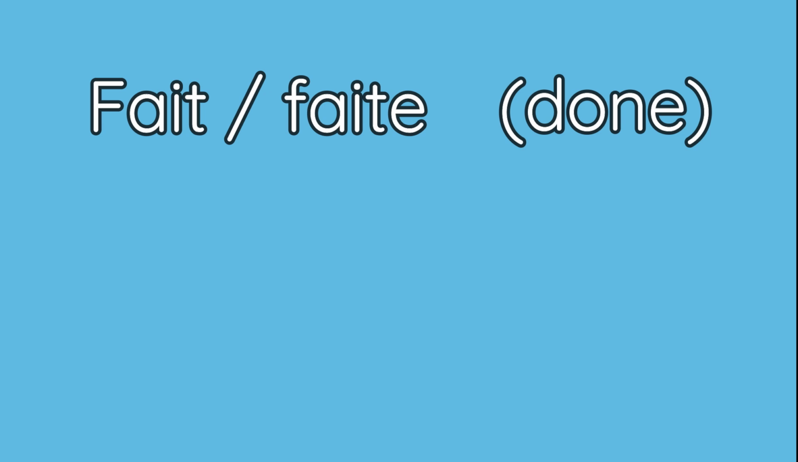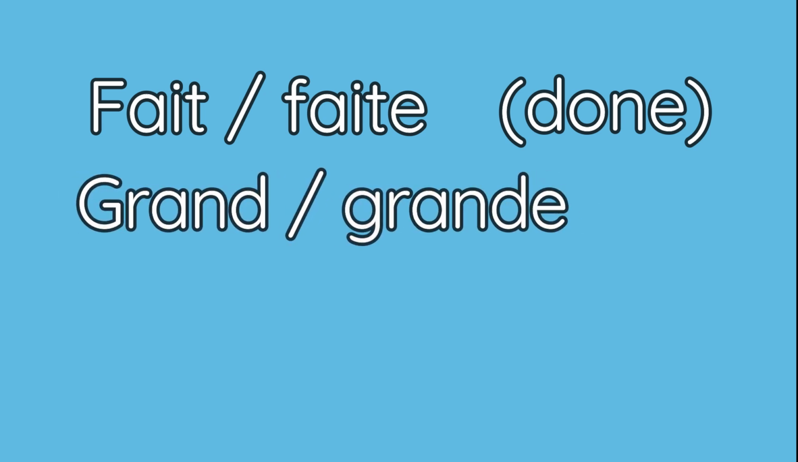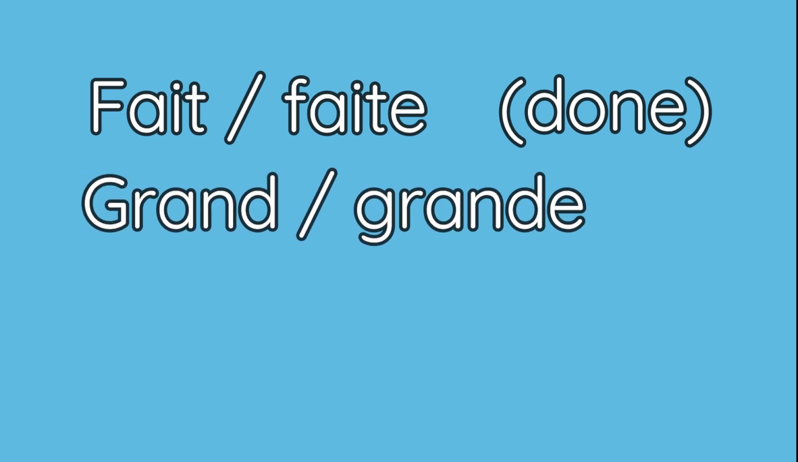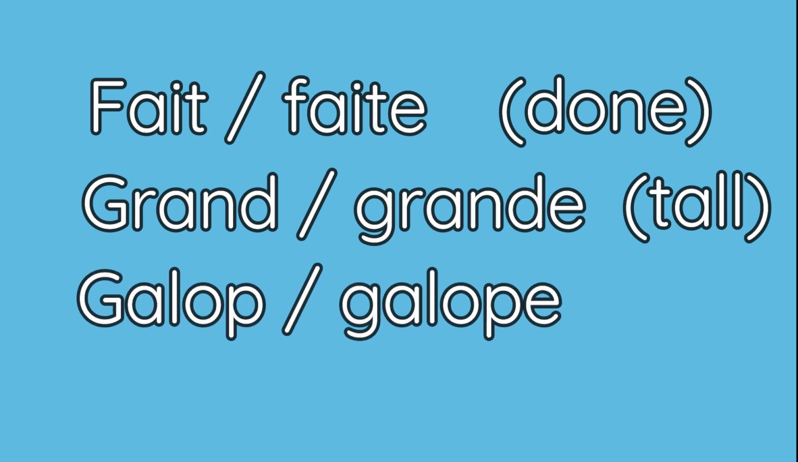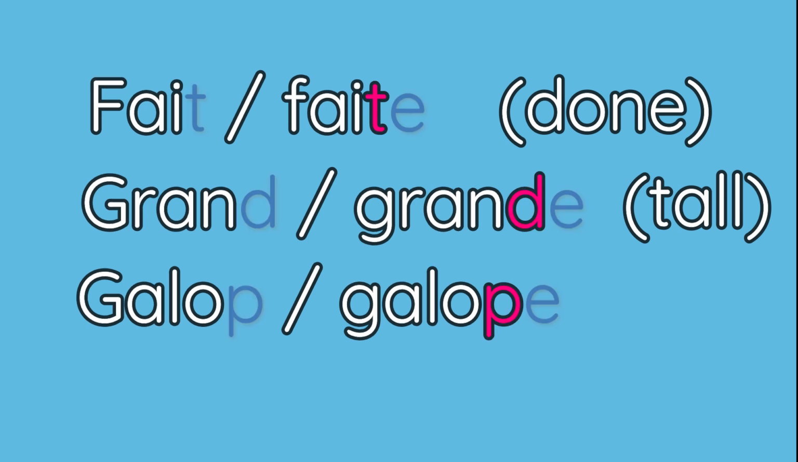But you'll see what I mean in fait, fête, done, masculine and feminine forms. Grand, grande, tall, masculine and feminine forms. Le galop, il galope. The gallop, the noun, and he gallops, the verb. The last sound we hear is the consonant and not the final E. The final E is there just to indicate that the consonant before is actually pronounced.